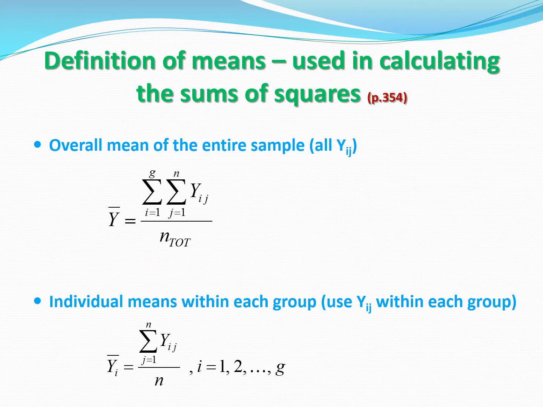Then you can also calculate the individual means for each group. So that will be indicated by Yi bar. So for instance, if you calculate the individual mean for group 1, it will be Y1 bar. If you calculate this for group 2, it will be Y2 bar, etc. So all you do in calculating this, you add all the elements in that specific group and you divide by the total number of elements in that group.